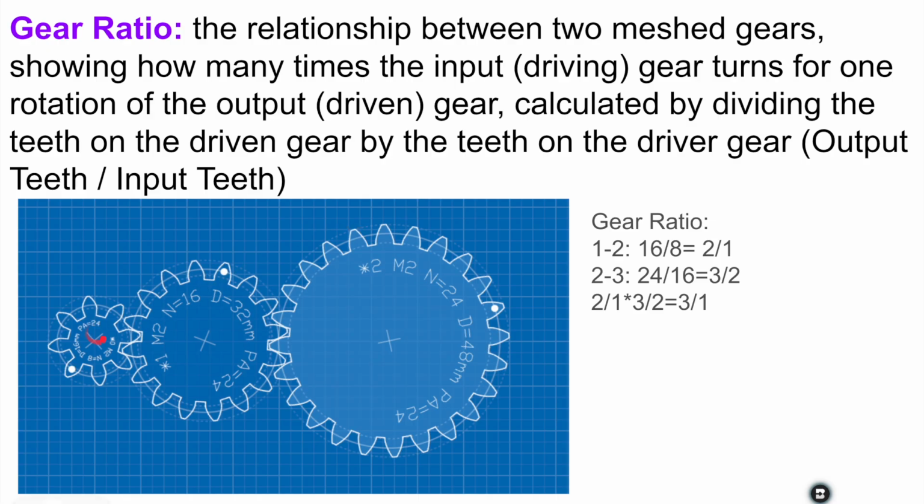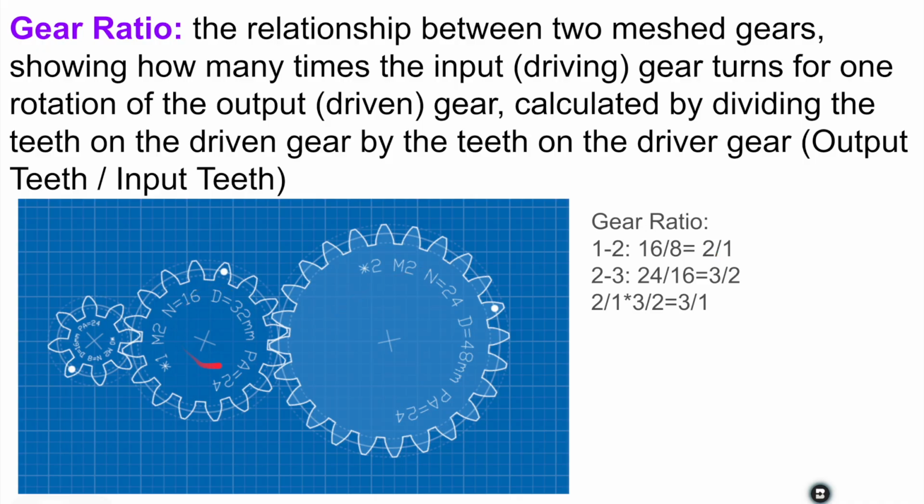So if this is our driver right here and this is our driven gear right here, we can figure out the gear ratio in this gear set right here. So we can see that this gear right here has 8 teeth and this gear has 16 teeth. So we need to put the output teeth over the input teeth. So this is the output and this is the input. So that would be 16 over 8, which is 2 over 1.